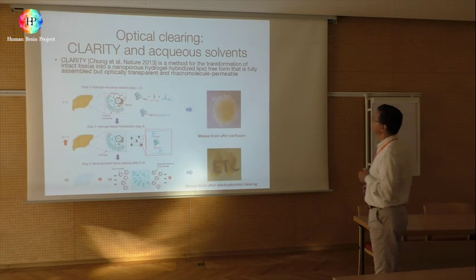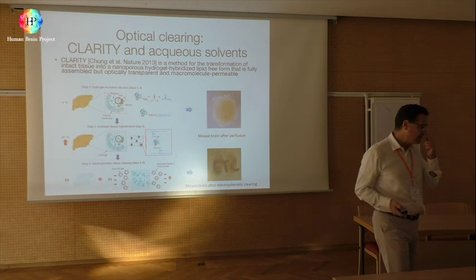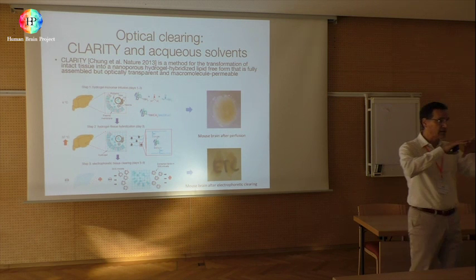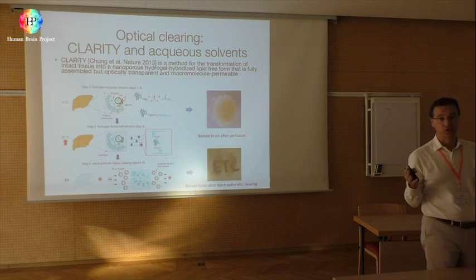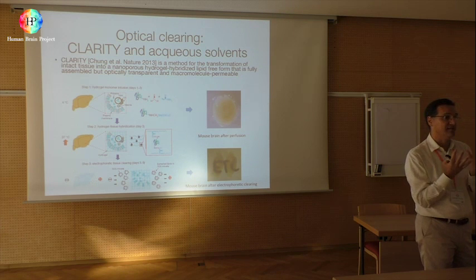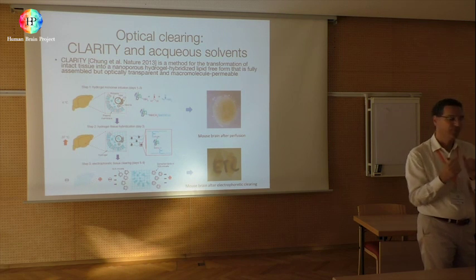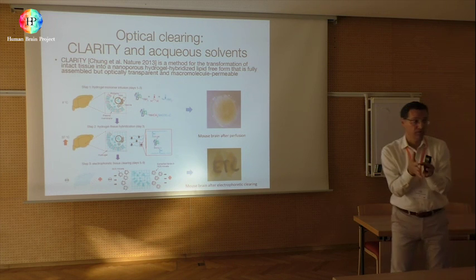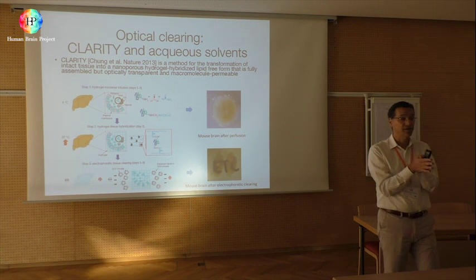So recently, last year, they invented a new method called Clarity, which is a completely different philosophy. Clarity removes lipids completely and creates a sort of hydrogel. The brain becomes a sort of hydrogel. But the nice thing is everything is fixed. All the structures remain as they are. And the nice thing is that if it is a hydrogel, then the antibody can penetrate inside and can label post-mortem the structure you are interested in.